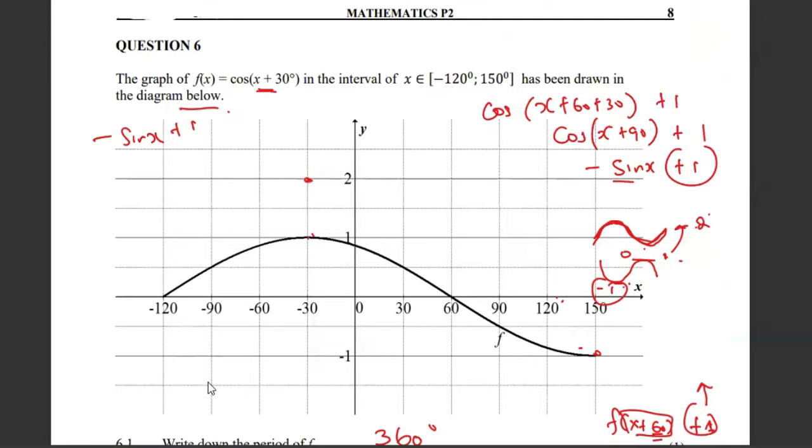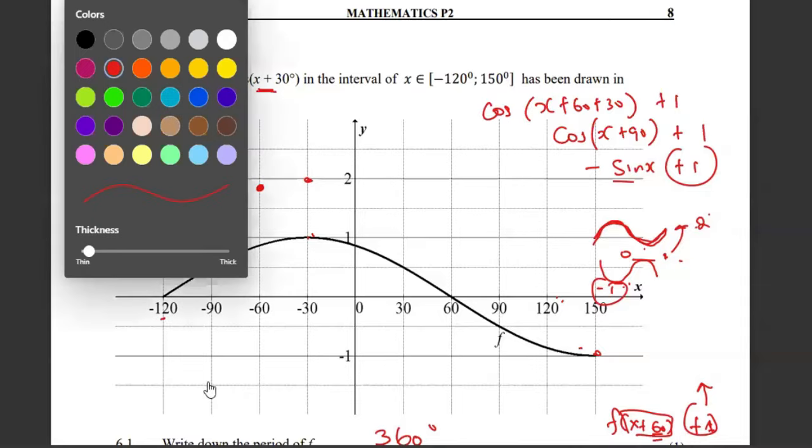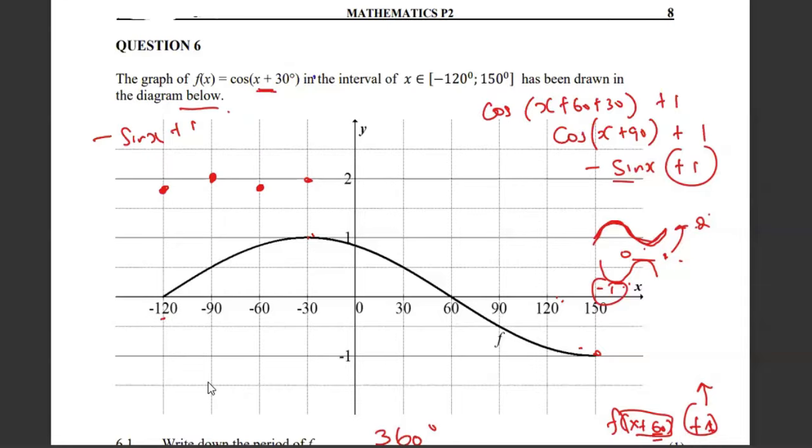So if x is negative 120, I'm going to get 1.88 something, which is somewhere there. And then if it's negative 90, that's going to be a 1, 1 plus 1 gives me a 2. And then if it's negative 60, that's going to be negative 0.88 something, then you plus 1, which gives us this point. And then with the 30s, if it's negative 30, which is a half, which is 1.5.